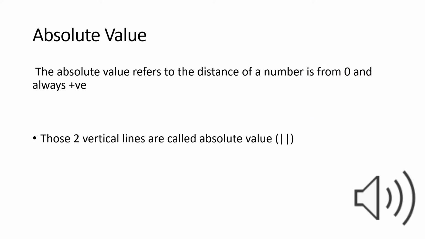So, at the beginning, we should know what is meant by absolute value. Absolute value refers to the distance of a number from 0 and is always positive. Those two vertical lines are called absolute value.